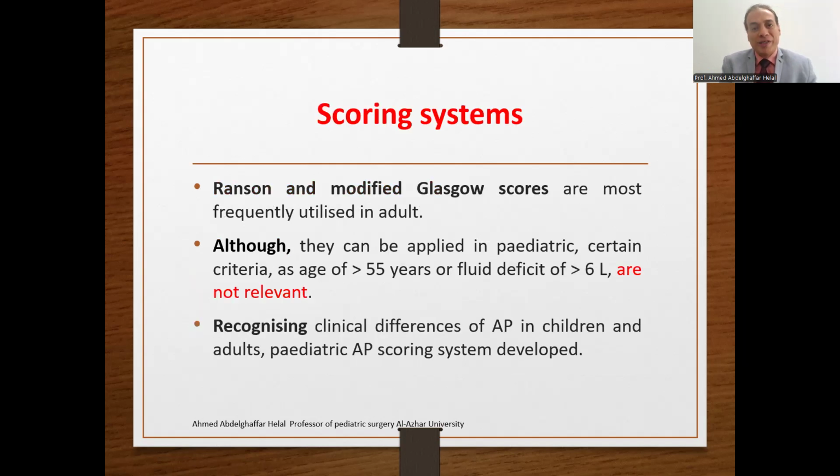Regarding the scoring systems, the Ranson score and Glasgow score are well established in adults. However, when we apply these scores to children, some items cannot be applied, like age above 55 years, or a fluid deficit of more than 6 liters. So this difference led some pediatric surgeons to propose developing scores for children.